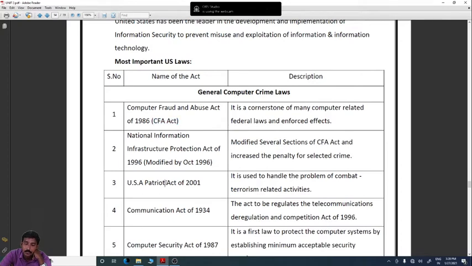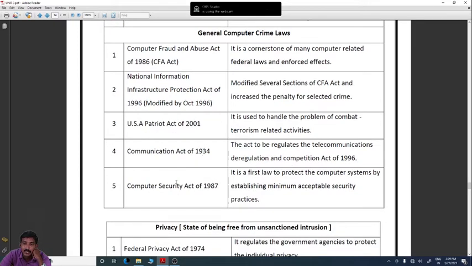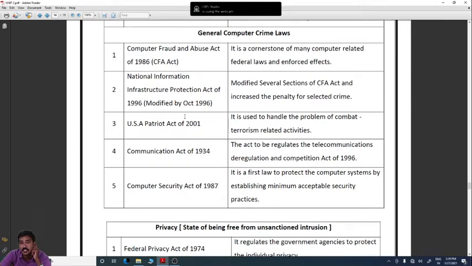The next one is the USA Patriot Act of 2001. This act mainly focuses on combating terrorism-related activities and communication activities, related to the Telecommunication Deregulation and Competition Act of 1996. The next one is the Computer Security Act of 1987. This is the first law established for providing security principles for storing, transmitting, and processing information. These are the five possible laws that cover computer crimes.